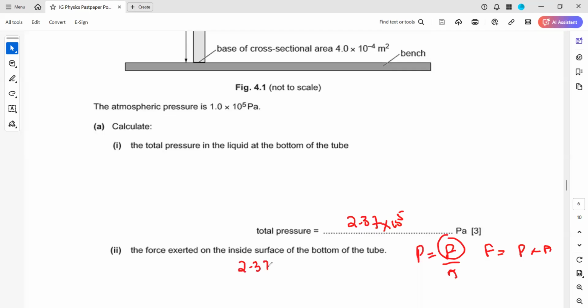2.37 or 2.4 × 10^5 times the cross-sectional area, which was 4 × 10^-4. What is the answer? Sir, the answer is 96. Not exactly 96, it's 96 multiplied by 10 to the power 1. 94.8. Sir, same. 95.